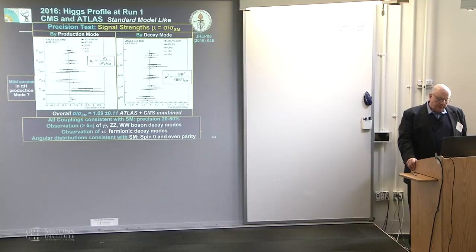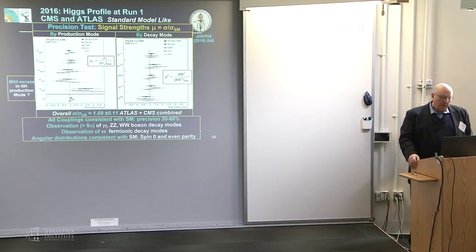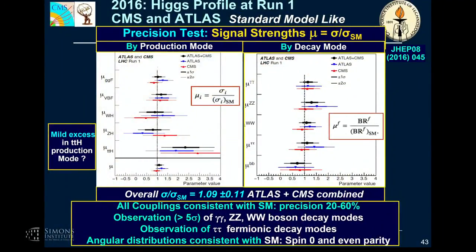Now, when the experiments then looked across the various production rates and ways in which things decayed and took all their signatures and tried to separate out the strength for each production mode. Remember, there's gluon-gluon fusion, there's vector boson fusion, there's associated production with a Z or a W, and Higgs together with the top anti-top pair. What is the rate of production compared to the standard model? You can see the error bars are pretty big, but overall it really agreed with the standard model. And if you combine the results from Atlas and CMS, you got agreement within about 10%. So all couplings are consistent with the standard model with a precision which is improving, but still pretty big, 20 to 60%.